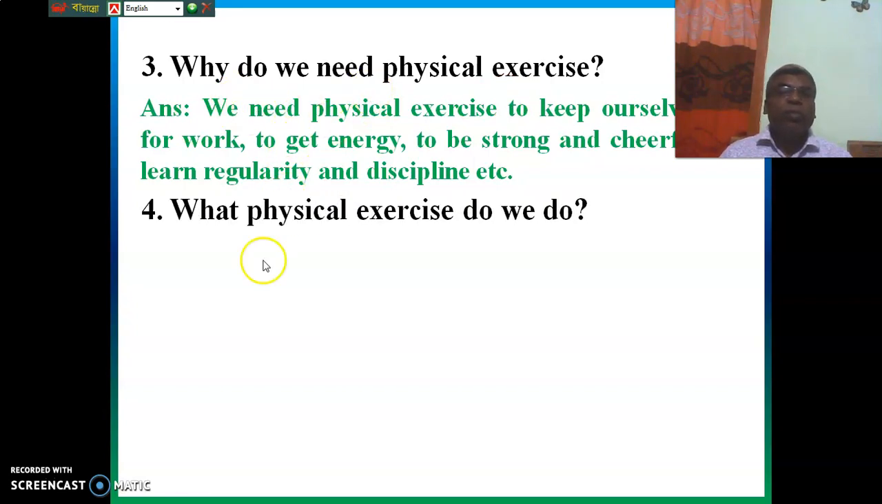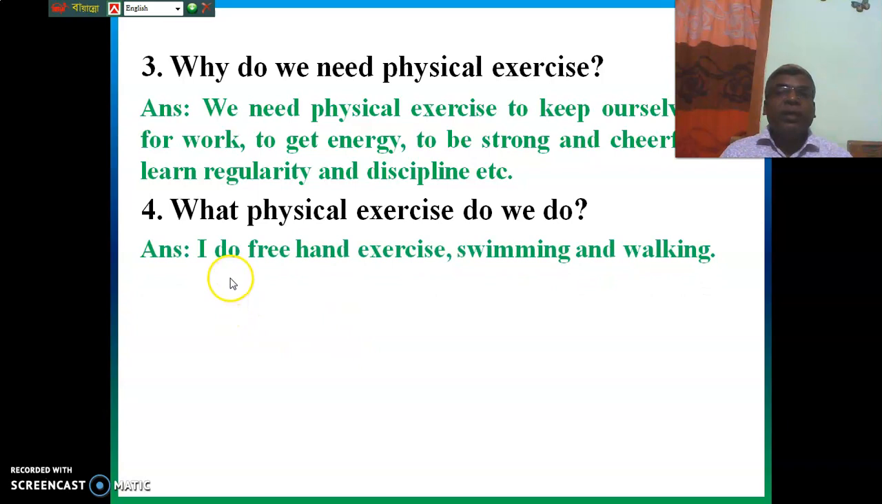Next question. Number 4. What physical exercise do we do? Answer. We generally do free hand exercises, swimming and walking.